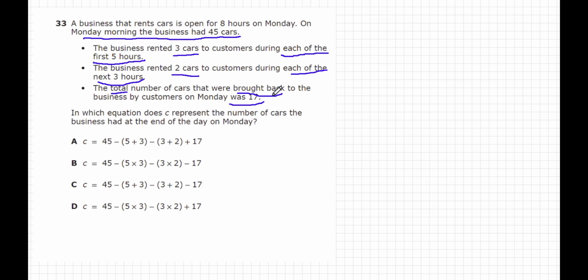In which equation does C represent the number of cars the business had at the end of the day on Monday? The business had 45 cars. The business rented 3 cars to customers during each of the first 5 hours, means subtract 5 times 3 and 3 times 2. Lastly, the number of cars that were returned, which is 17, is added. D is the correct answer.